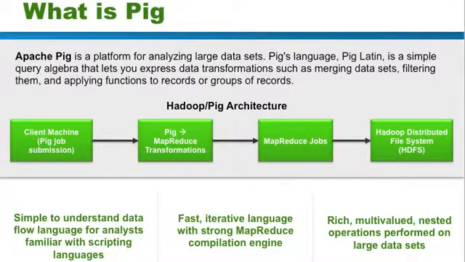So what are Pig's benefits? It's a simple to understand data flow language for analysis. It's a fast, iterative language with a strong MapReduce compilation engine. And its rich, multi-value nested operations allow you to perform strong functions on large data sets.